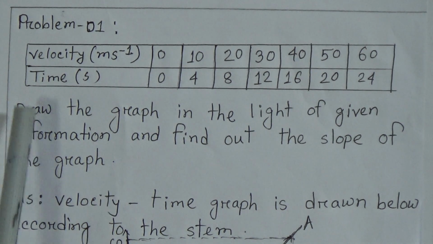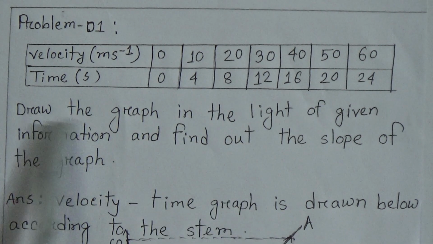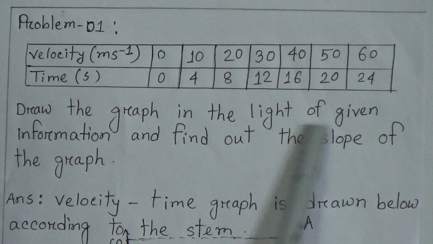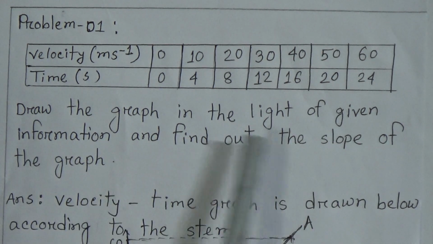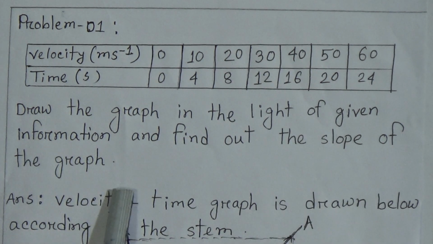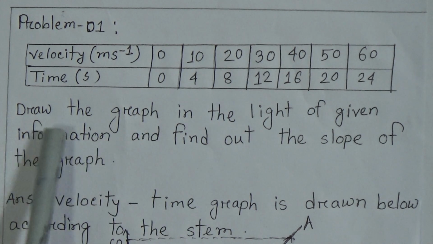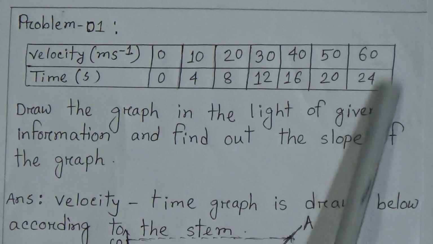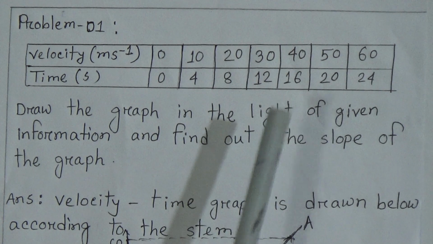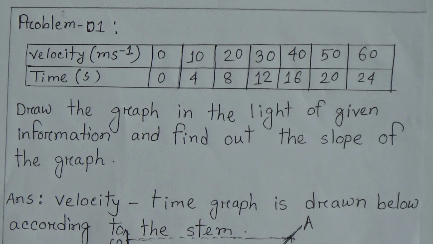The question is to draw the graph in the light of the given information and find out the slope of the graph. Okay, we have to draw the graph in the light of the given information, and we have to find out the slope of the graph. Answer. My dear students, the velocity time graph is drawn below according to the stem. According to the stem, we have drawn this velocity time graph.